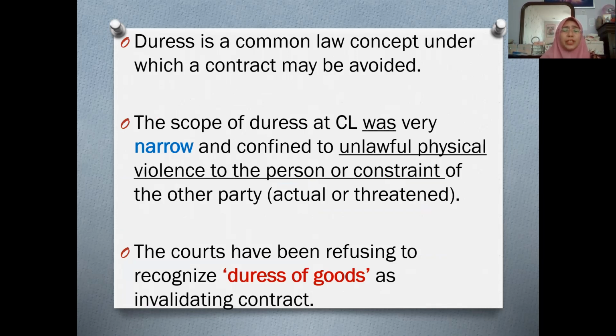Even under common law, the scope of duress was very narrow. Initially, in the previous position, the scope of duress was confined to unlawful physical violence. So very specific: only physical violence to the person or constraint of the other party. It doesn't matter whether it's actual or threatened, but it must involve unlawful physical violence. The courts in the past refused to recognize duress of goods, because it had nothing to do with physical violence. This is about the goods, so they said it cannot invalidate a contract. This is the earlier position.